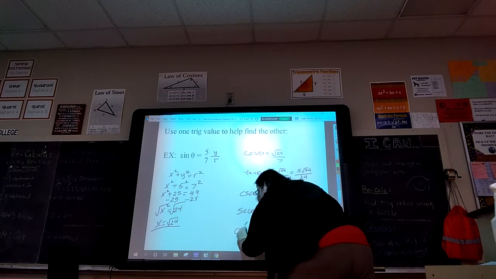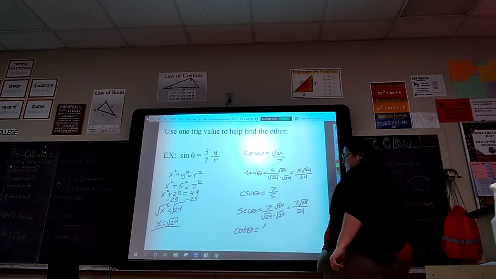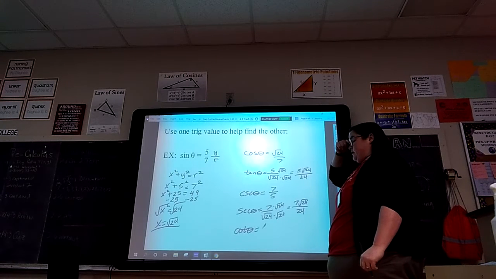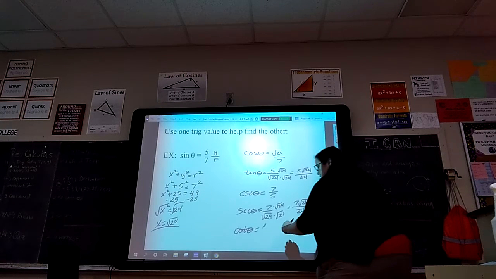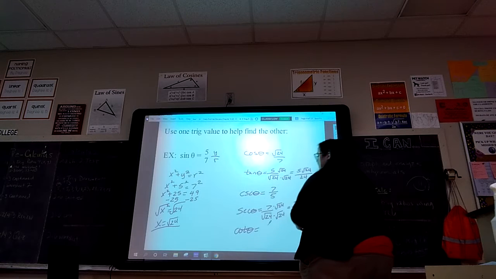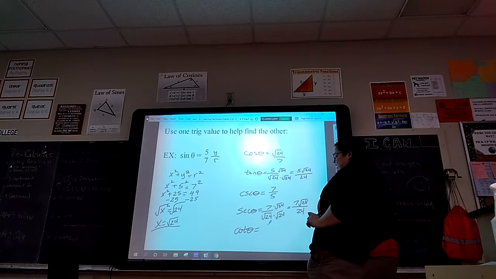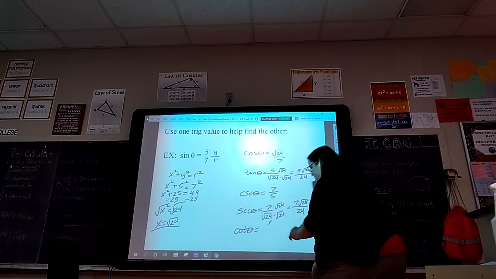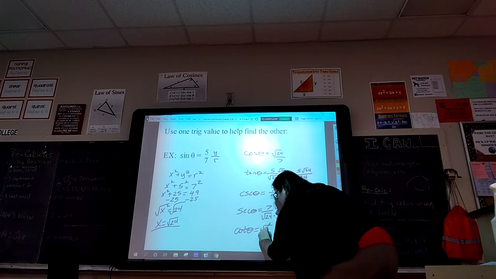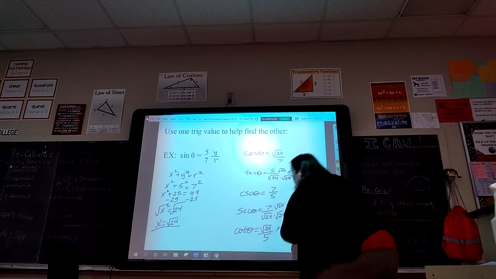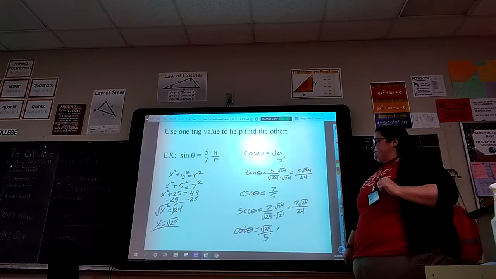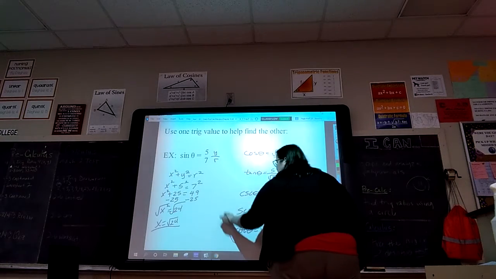And then finally we have cotangent, which is the reciprocal of tangent. Sorry, tangent was y over x, so cotangent is x over y. And there's our ratios.